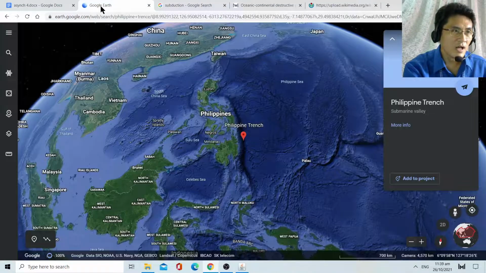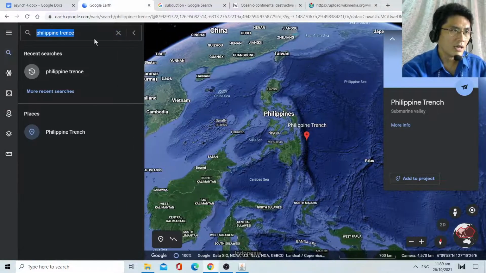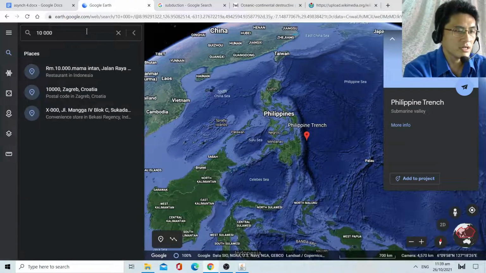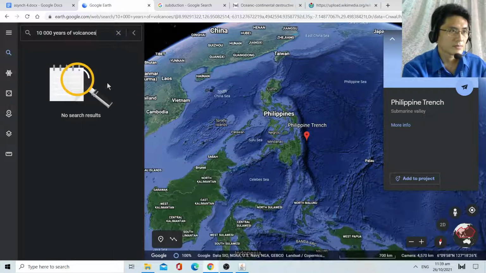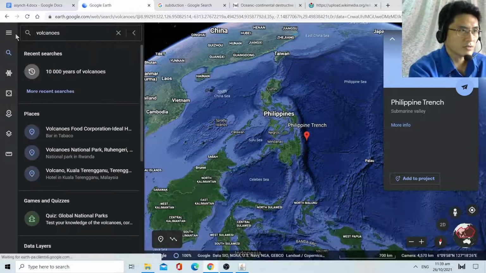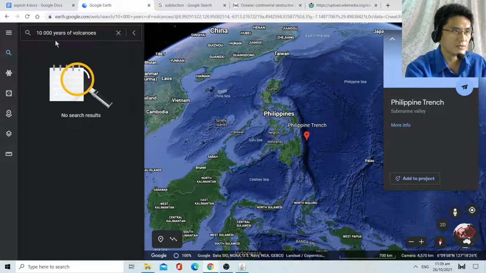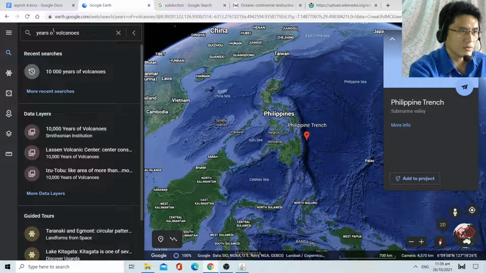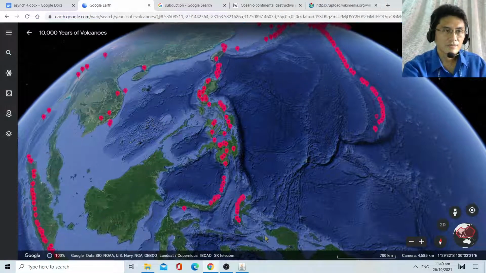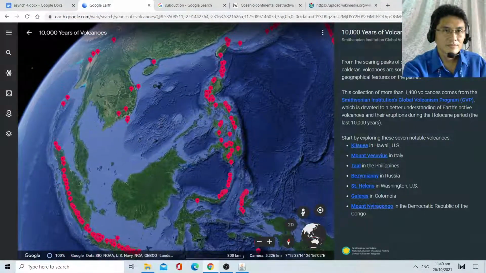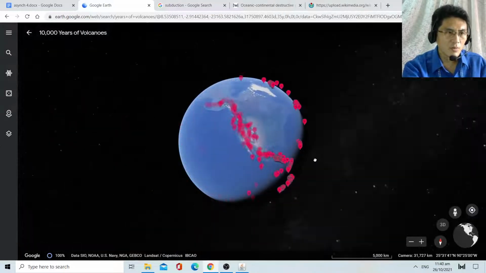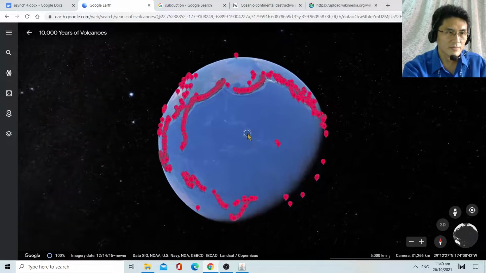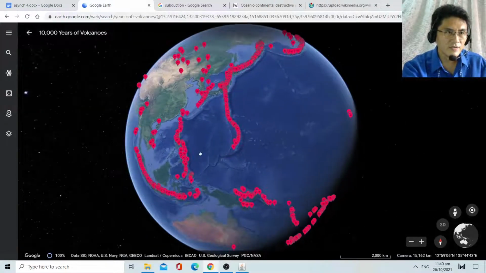So if I have Google Earth here and I search 10,000 years of volcanoes, or maybe just volcanoes. Yeah, 10,000 years of volcanoes. Look at that. Those are all the volcanoes in the world. And more importantly, let's take a look at the Pacific plate. Okay. So you see, this is the Pacific plate right here.